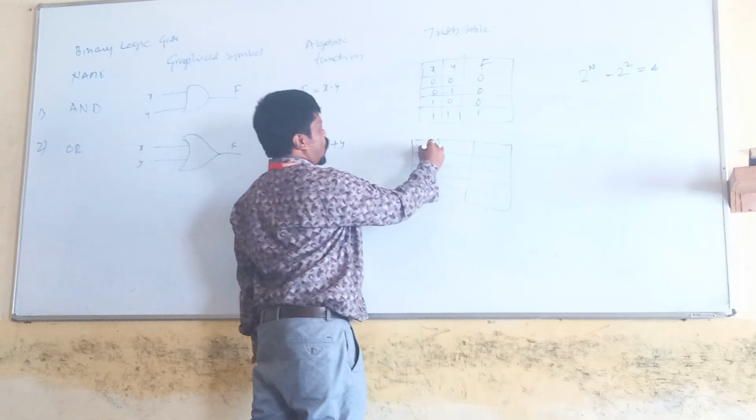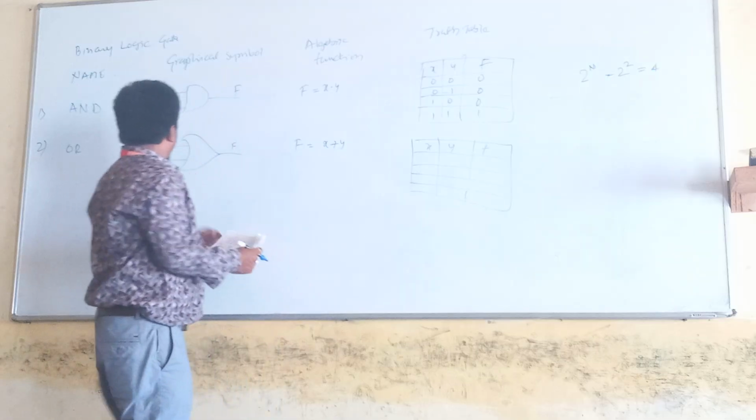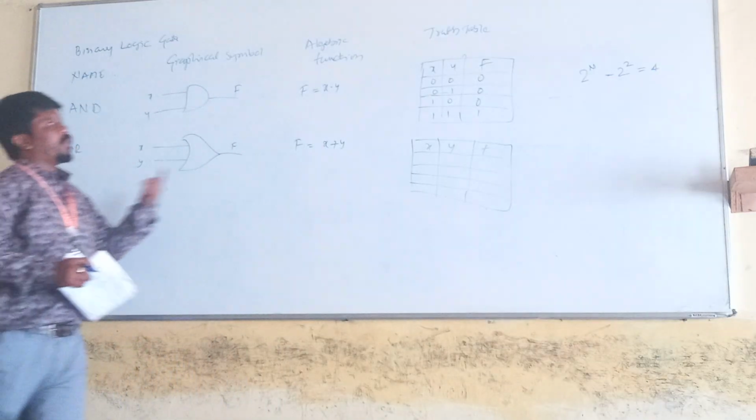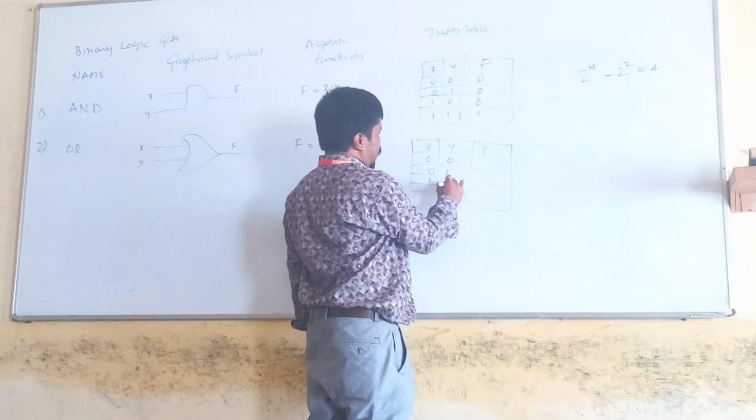How many inputs are there? Two inputs, X and Y. Output is what here? The F. The combination of how many inputs? Two. 2 to the power of 2 is nothing but 4 combinations: 0 0, 0 1, 1 0, 1 1.